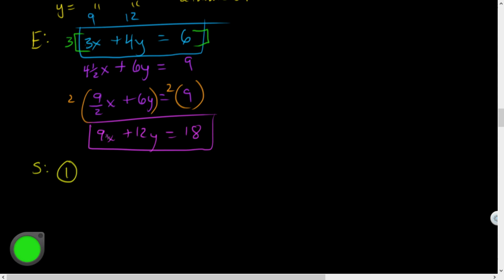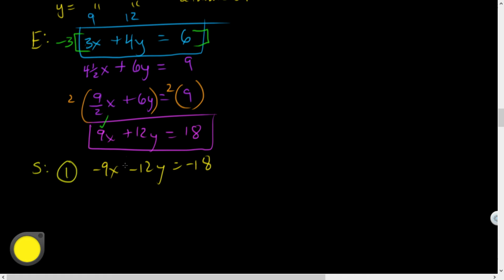And, well, this would be a positive 9x. This would be a positive 9x. Let's make that a negative 3. This one already had the 9, so I don't need that. So let's multiply this blue equation by negative 3. Negative 3 times 3x, negative 9x. Negative 3 times 4y, minus 12y, equals negative 3 times 6, negative 18.